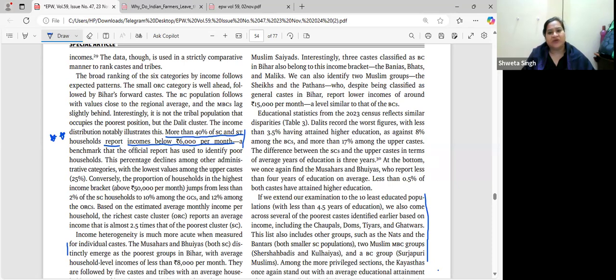That 40% of the SC/ST in Bihar, according to the caste census, are earning less than 6,000 rupees per month. So if any child from this vulnerable background is able to attain education on the basis of scholarships, first free education, then later scholarships, then a reservation can actually change the household dynamics dramatically.